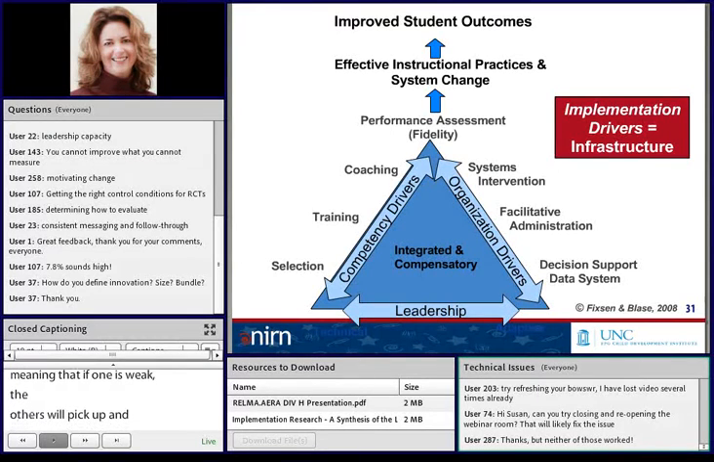So for example, if our selection practices are weak in our hiring and recruiting of staff, then we need to compensate that with how we're training and coaching moving forward. So they're compensatory in nature as well. So let's look at each of these a little bit more in depth.